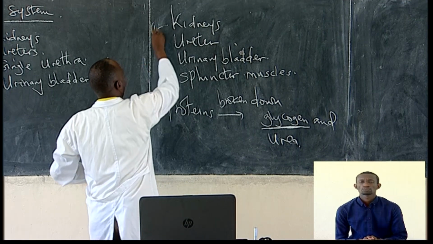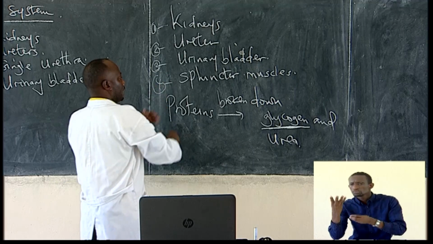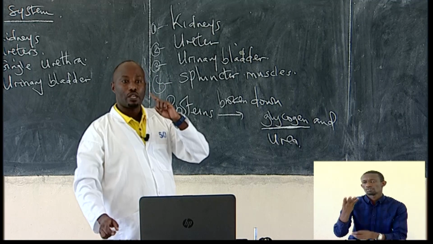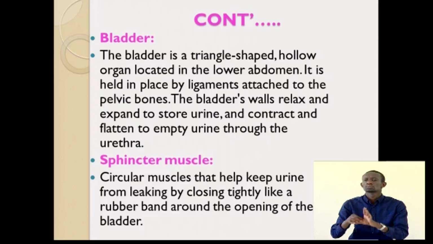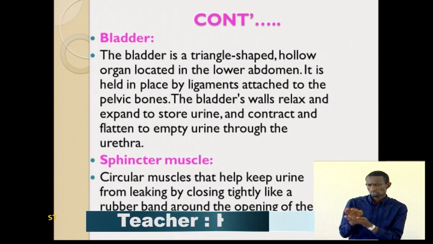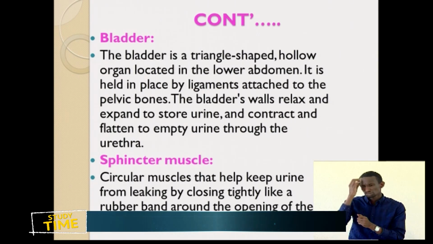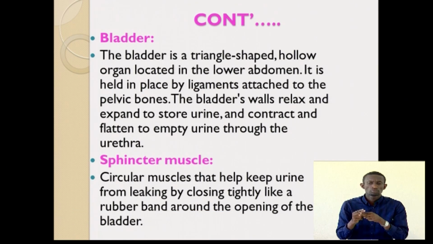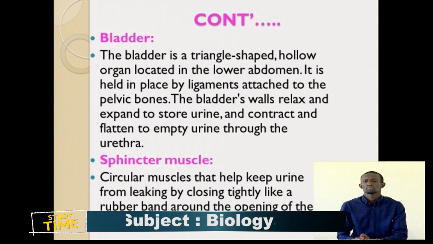So let's have another part. We had number 1, number 2, number 3, and number 4, which is the sphincter muscles. The sphincter muscles are very important. These are circular muscles that help to keep urine from leaking. Leaking of urine is something which is dangerous to our body. So these muscles have to be tightened to prevent urine from leaking, by closing tightly like a rubber band around the opening of the bladder.